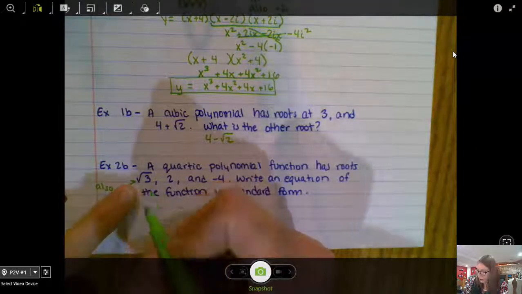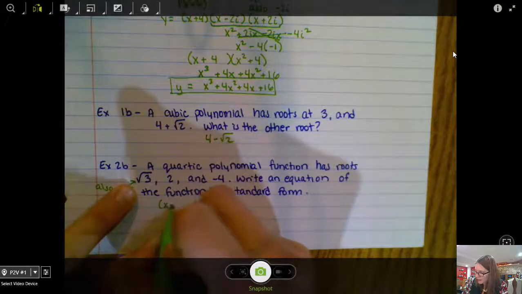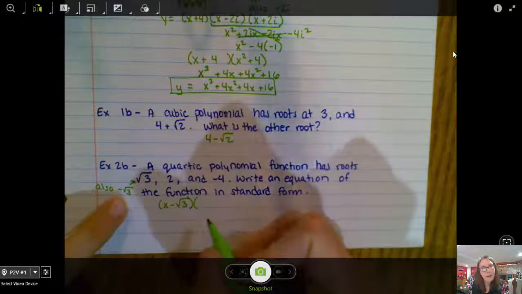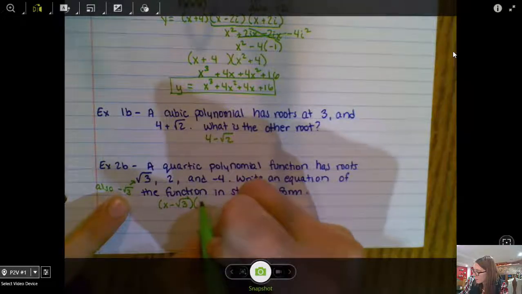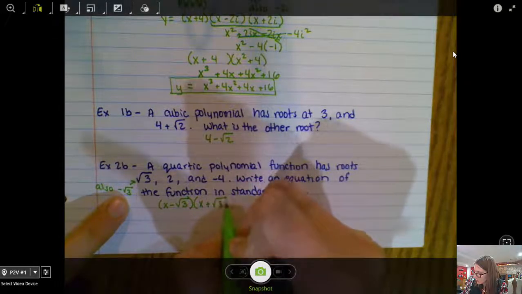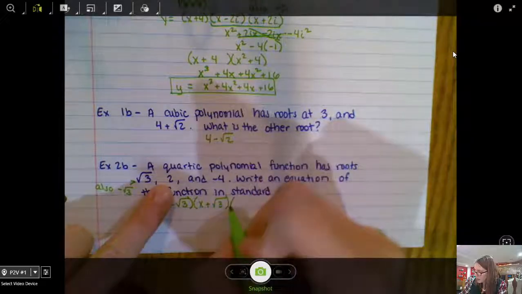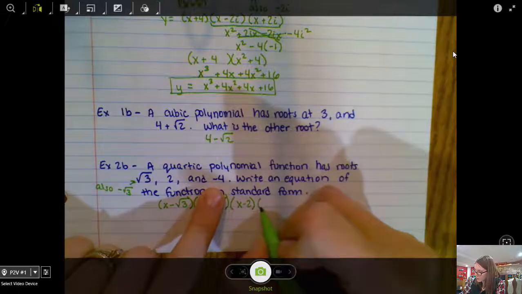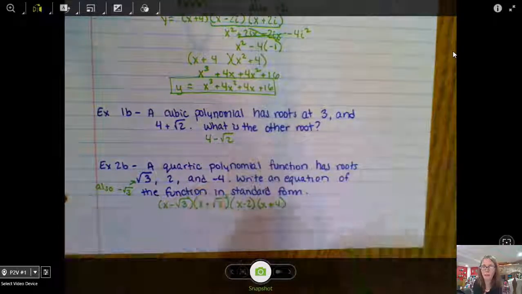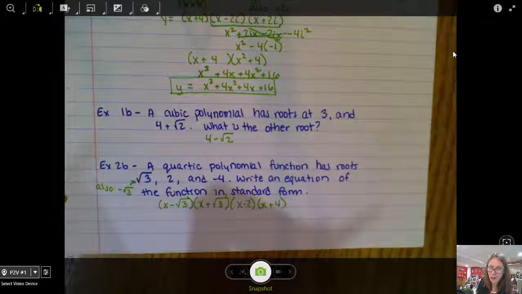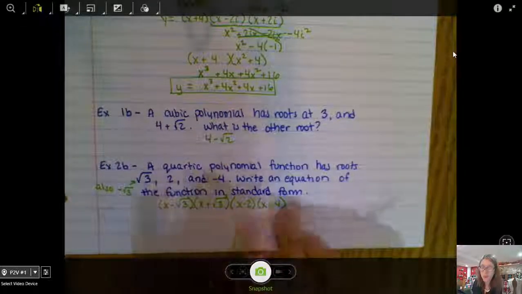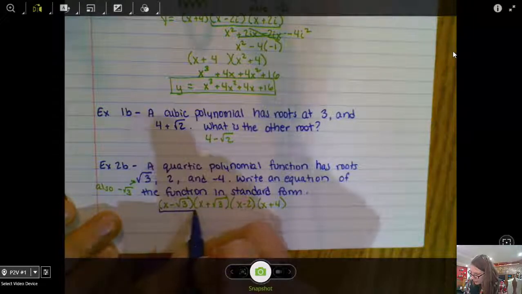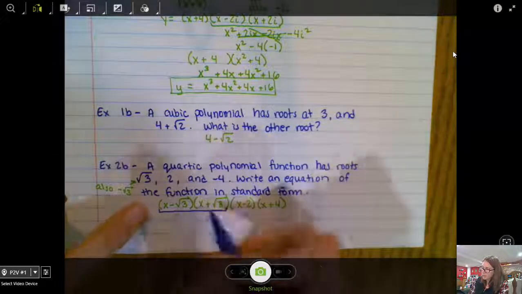If square root of 3 is a root, that means I need to have a factor of x minus the square root of 3. And if negative square root of 3 is a root, one of my factors is x plus the square root of 3. If 2 is a root, x minus 2 is a factor. And if negative 4 is a root, x plus 4 is a factor. Now I have 4 binomials that I'm going to have to multiply out, and I'm going to work in pairs. So my 2 binomials where I have the square root of 3, well, let's FOIL these.